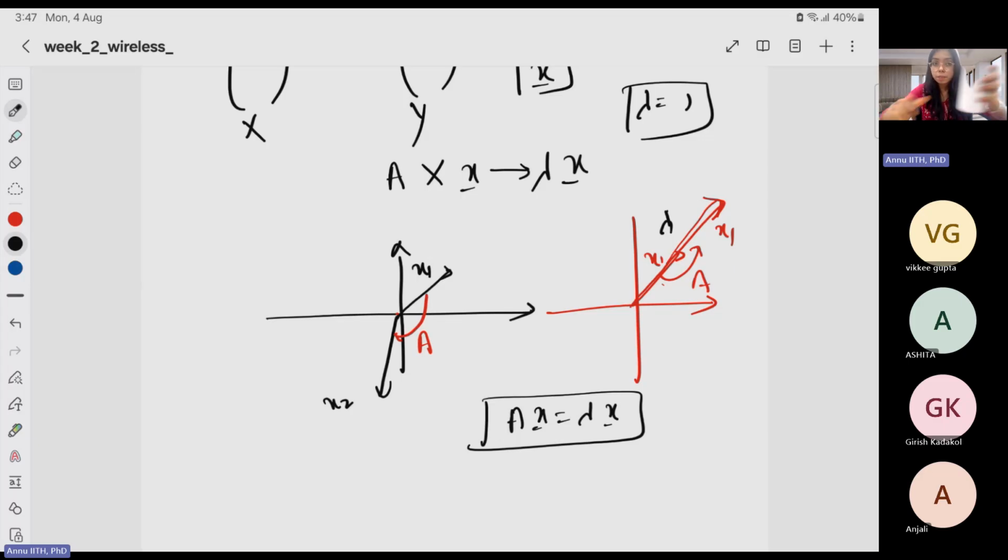Suppose you have a function and it is multiplied with a vector that doesn't change its orientation. It is not changing, it's staying the same way. That x we are finding is called the eigenvector. So the vector by which it is multiplied and doesn't change its orientation is called the eigenvector, and the factor by which it is scaled is called the eigenvalue.